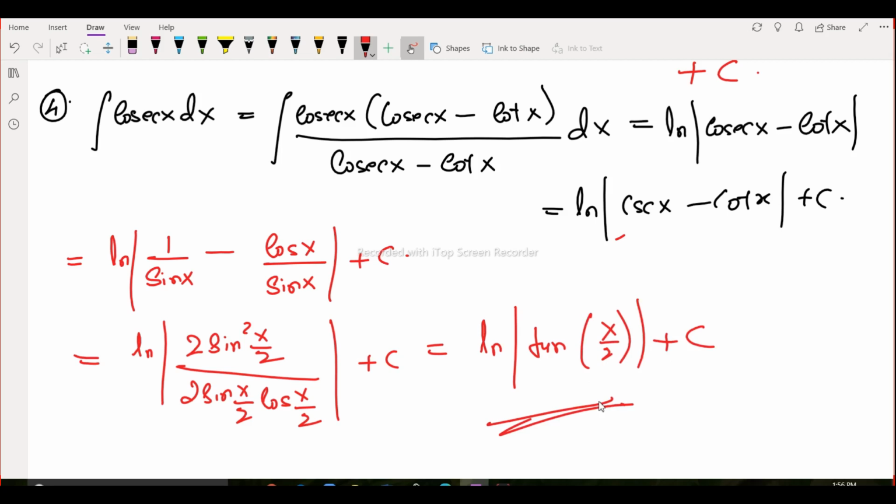So these are the formulas which we derived using the substitution method. And in the next lecture, we'll use these formulas in the questions wherever possible.